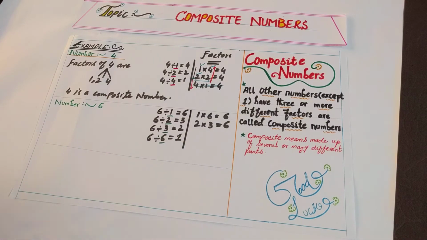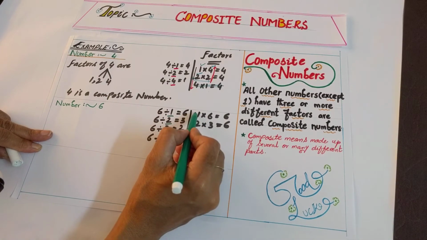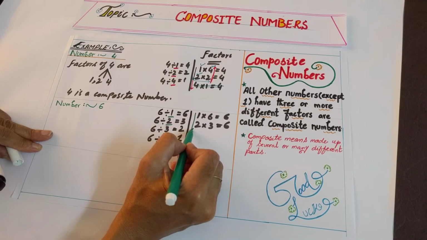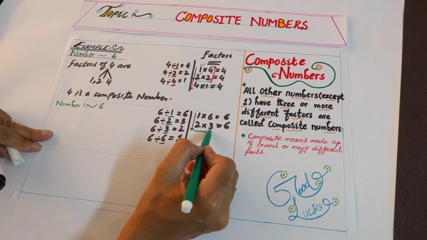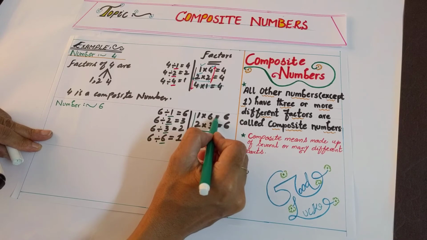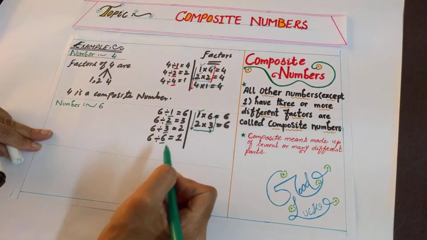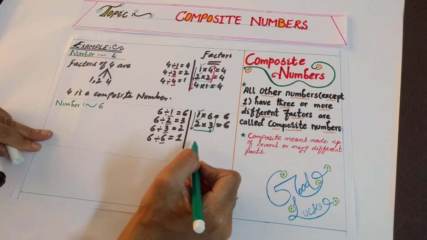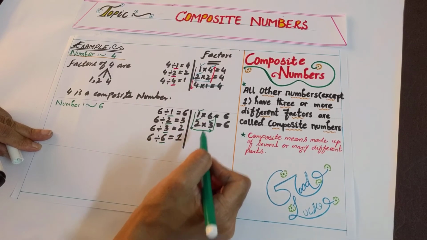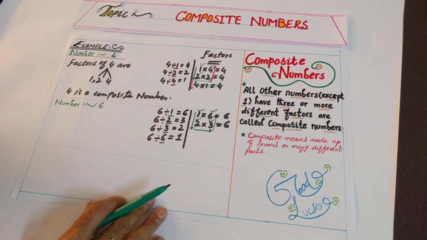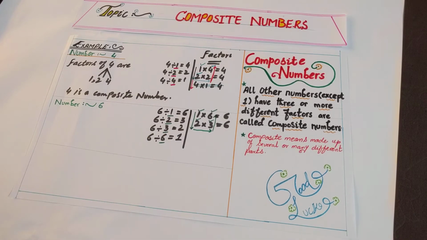So we will stop it over here and we will check the factors by the downward arrow, this one and then this one. It means what are the factors? 1 is the factor, 2 is the factor, 3 is the factor and 6 is the factor. So 4 factors.